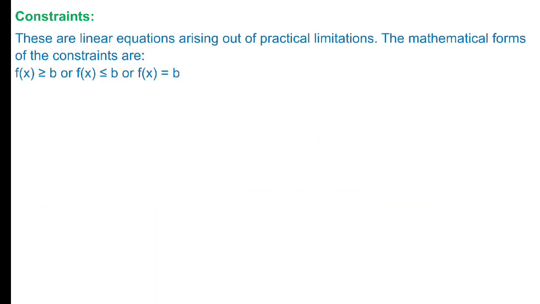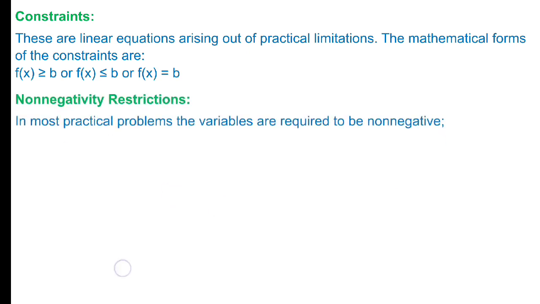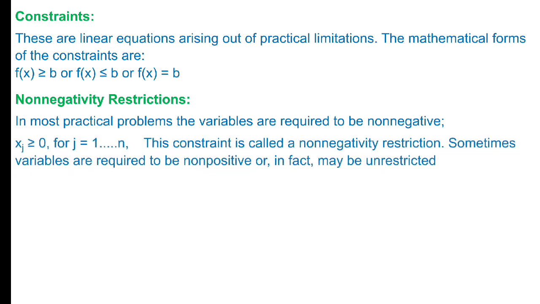Constraints. There should be a greater than or equal to or less than or equal to. The condition mathematical forms will be there. Non-negative, always it should be greater than or equal to 0 value. That is xj ≥ 0, j equal to 1, 2, 3 up to n. The constraint is called non-negativity restriction.